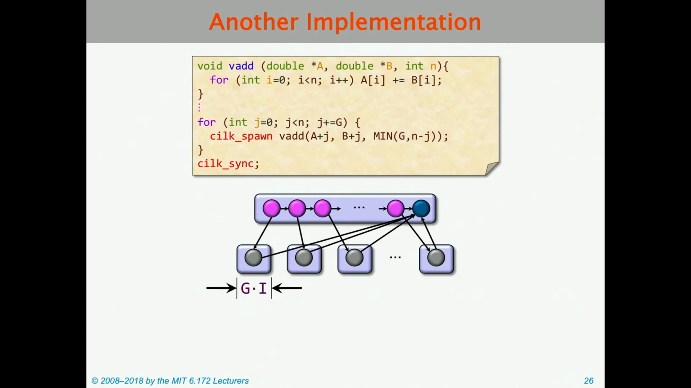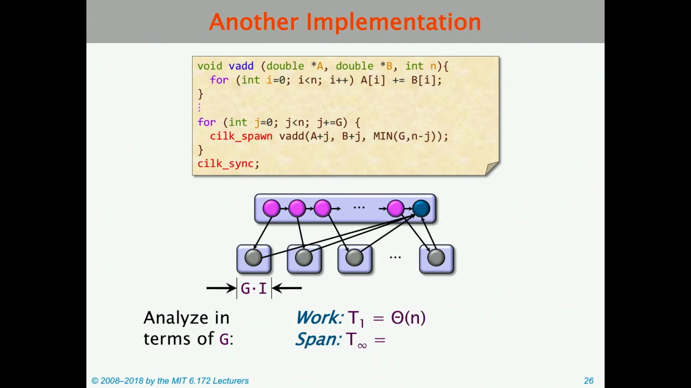So that was the analysis in terms of G equals 1. Now let's increase the grain size and analyze it in terms of G. So once again, what's the work now? The work is always a gimme. N, same as before. The work doesn't change when you parallelize things differently. I'm doing order n iterations. Oh, but what's the span?